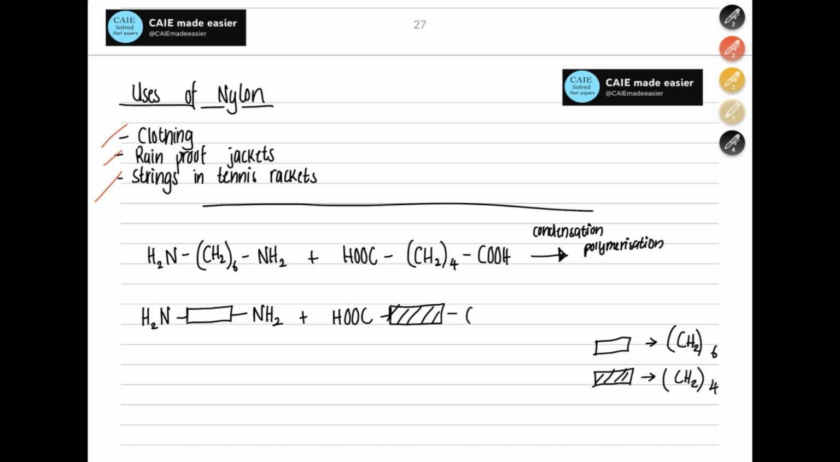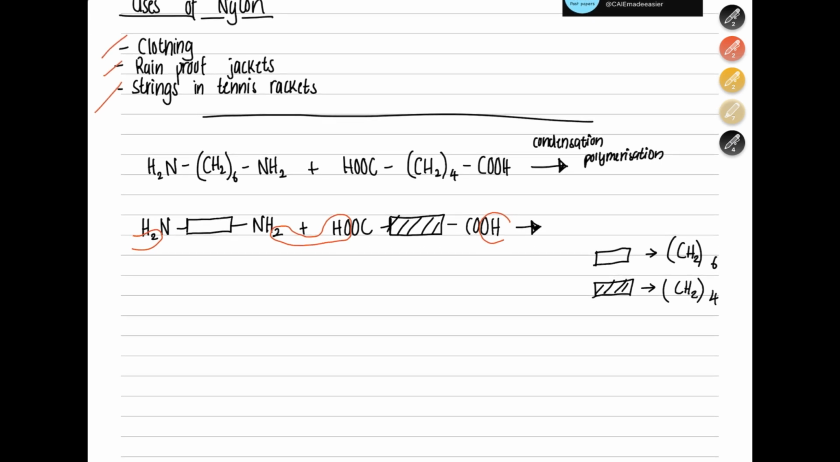This is attached to COOH. Now again, a water molecule is removed. Remember, OH is taken from the carboxylic side, from the dioic acid side, here and here. Let's try to write down our polymer.